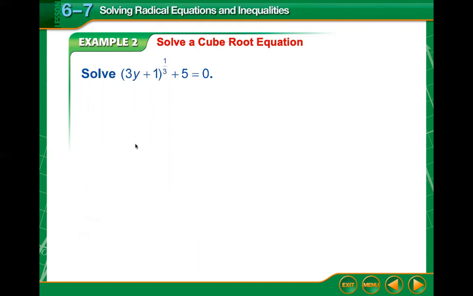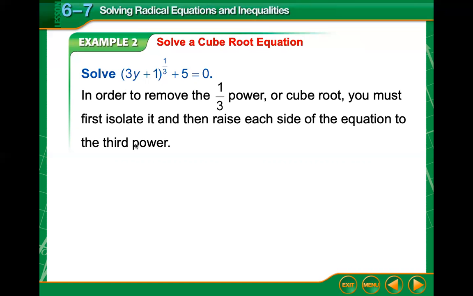All right, so what if we have a cube root or an exponent to the power of 1/3? When you have an exponent as a fraction, it's the same thing as a root. Remember that. To cancel it out, you just multiply by the denominator. So we're going to raise it to the 3rd power on both sides.